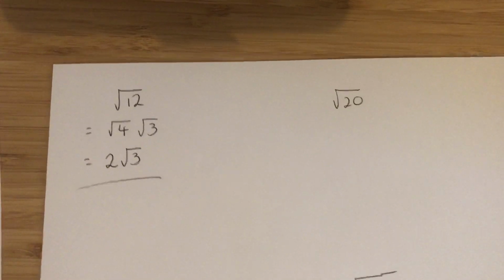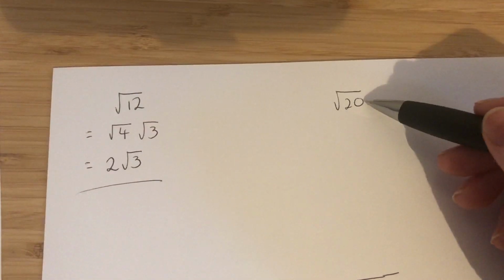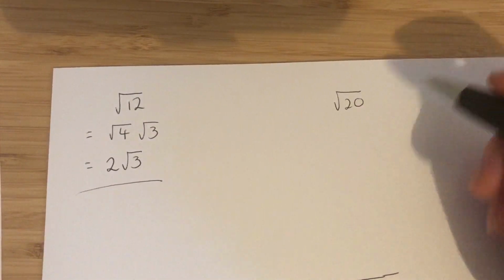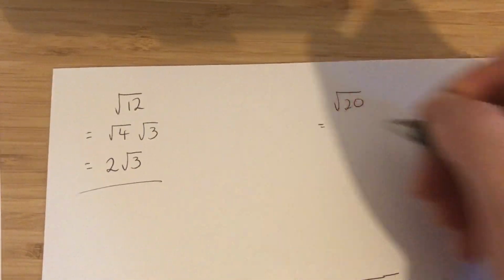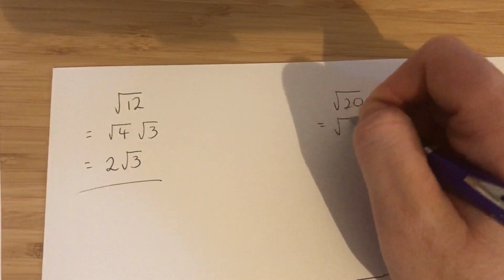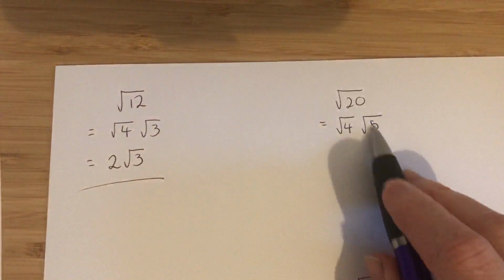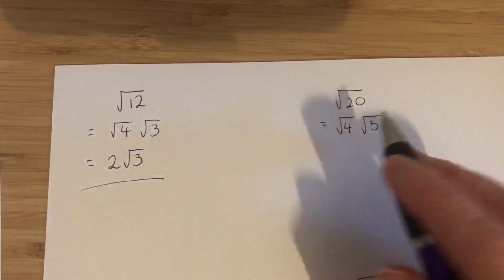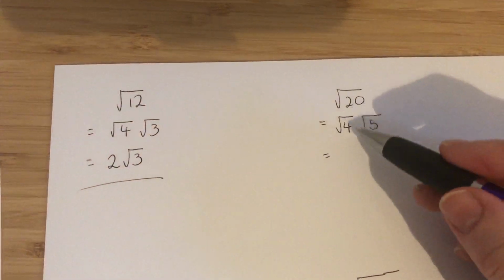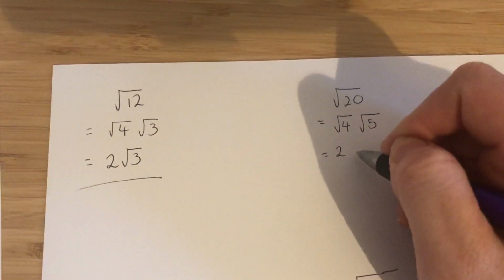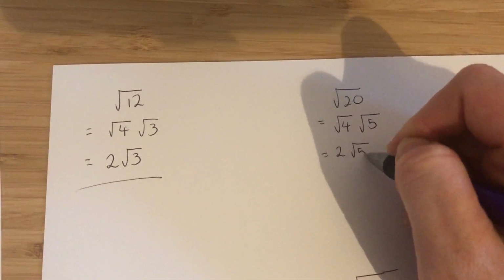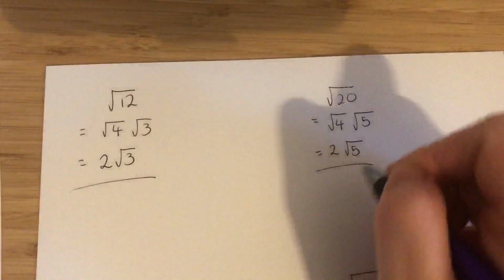So square root of 20, looking for two numbers that go into 20, where one of them is a square number. Again, we could use 4. So square root of 4, square root of 5. 4 times 5 is 20. We've written our square number first again. So square root of 4 is 2, and then we've got square root of 5 still. So 2 root 5 for this one.